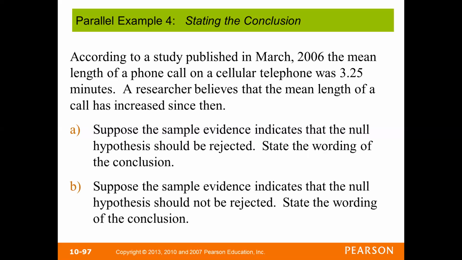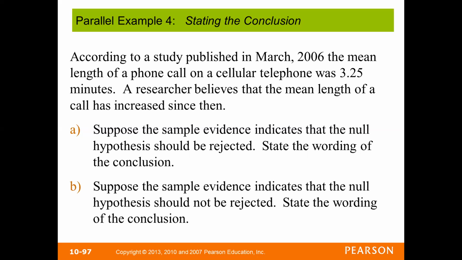So some examples, back to our length of call time, suppose that the evidence indicates that the null hypothesis should be rejected. The conclusion we would reach then is, since the null hypothesis should be rejected, we will accept the alternative hypothesis that the mean call time has increased. So we will conclude that the average call time is greater than 3.25 minutes. We do not know what that new average call time is, we just know it's more than 3.25 minutes.